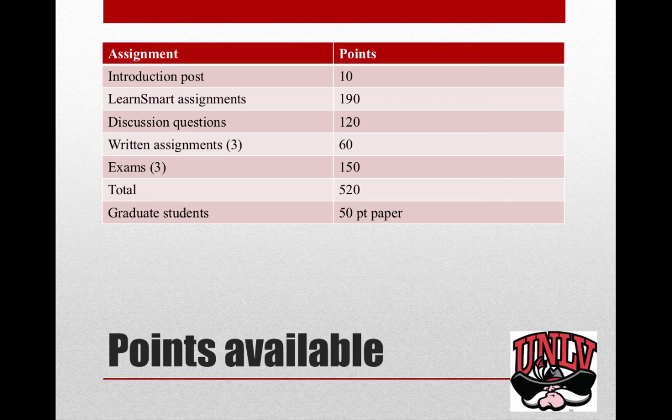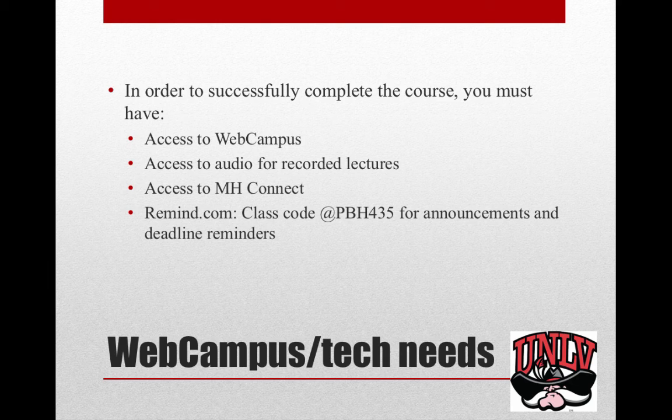Any graduate students who are enrolled in the class will be writing an additional paper, and that paper will be worth 50 points. So that's a breakdown of how points are assigned over the course of the semester. Let's talk a little bit more now about WebCampus and other technology.